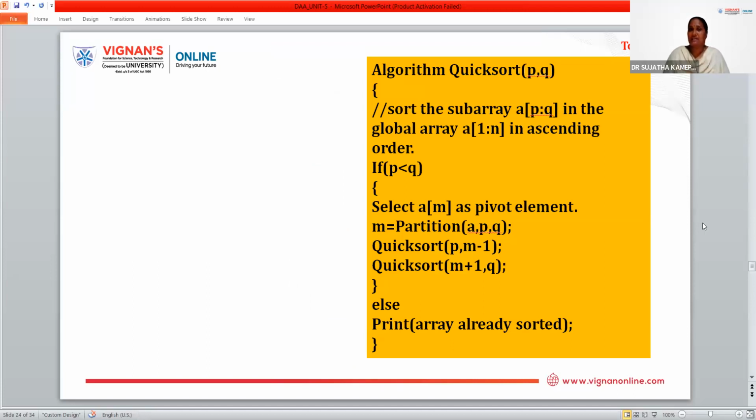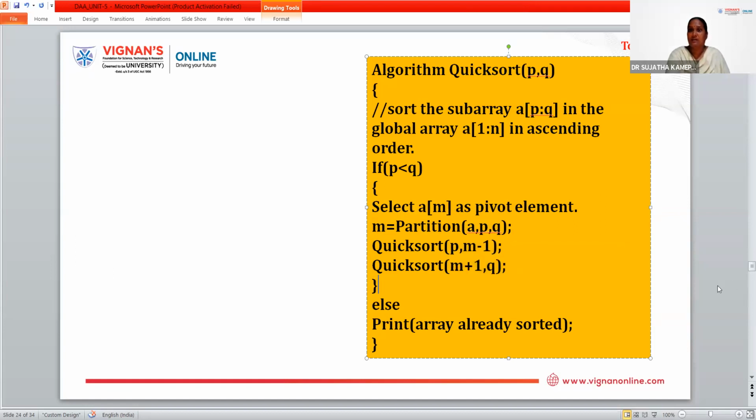Here we are going to sort the subarray A, P to Q in the given global array. Now, if P is less than Q, select A of M as the pivot element. M is equal to partition of A, P, Q. M represents the position of pivot element after rearrangement, right? That is, at M, we are dividing the array. So we are calling quicksort for the first subarray, P to M minus 1. We are calling quicksort for the second subarray, that is M plus 1 to Q, right?